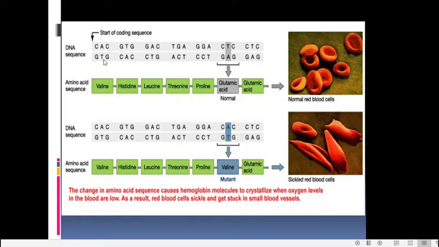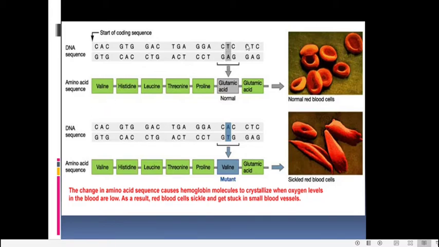So from this, mRNA will be transcribed, and through translation a polypeptide will be produced. In the polypeptide produced, valine will be the first, followed by histidine, leucine, threonine, proline, glutamic acid. So the amino acid in the sixth position of the beta globin chain is glutamic acid, because this has been coded from this region CTC, GAG.